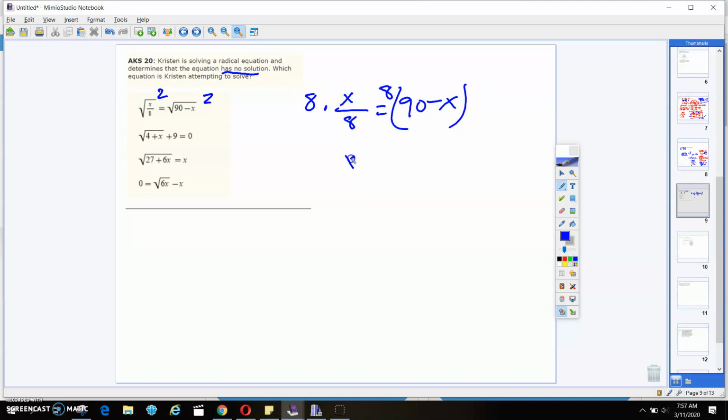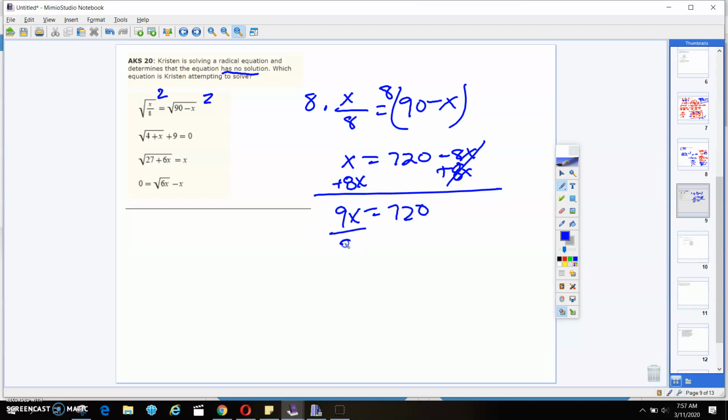And that's going to give me x equals 720 minus 8x. I'm going to add 8x to both sides. And that's going to give me 9x equals 720. Divide by 9. That's going to give me x equals 80. So it's not this one that has no solution. Okay?